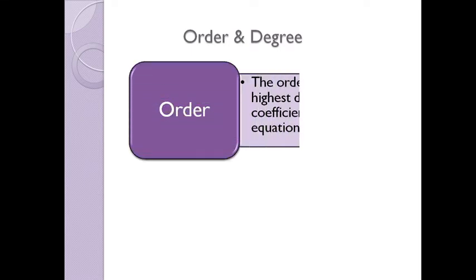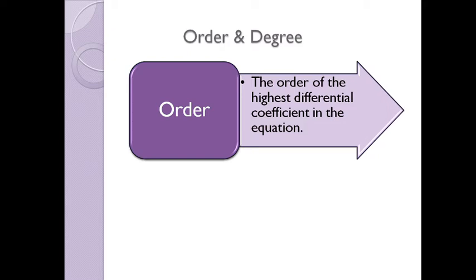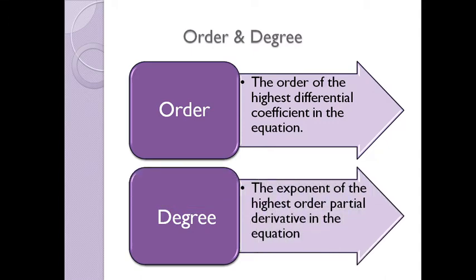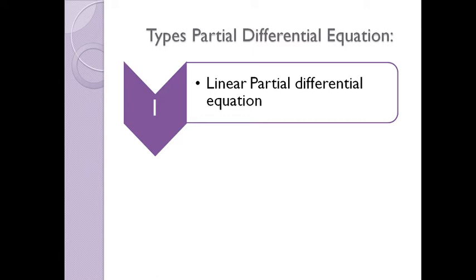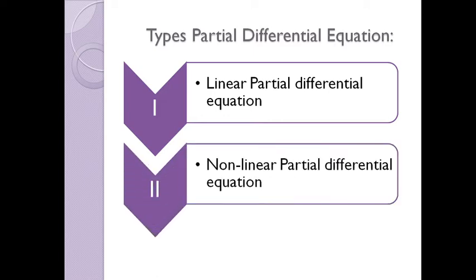Order and degree of partial differential equation. Order of a partial differential equation is the order of the highest differential coefficient in the equation, and degree is the exponent of the highest order partial derivative in the equation. Types of partial differential equation. Linear partial differential equation, and second is nonlinear partial differential equation. Linear partial differential equation is of first order in the dependent variable and its partial derivative, and otherwise the equation is nonlinear partial differential equation.